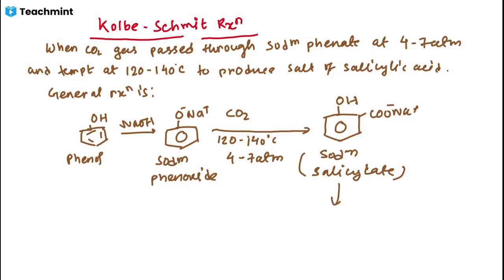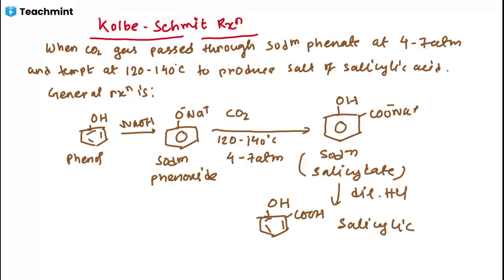When sodium salicylate is acidified with dilute HCl or dilute H2SO4 or another acid, we get salicylic acid, which is white in color. Salicylic acid. And we move down to the mechanism of this reaction.